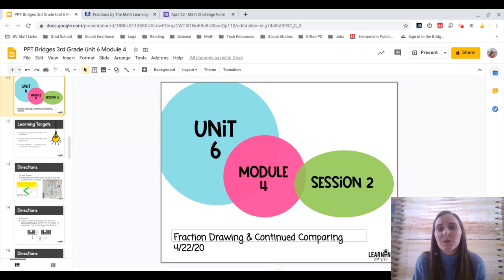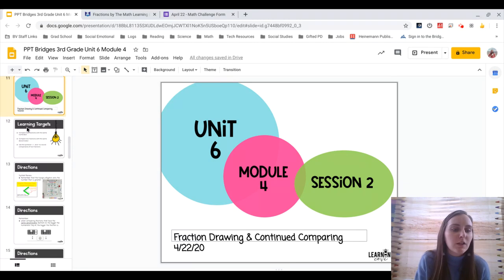This video is going to be super quick. It's just going to review more of the fraction comparing that we practiced last time. And I'm going to show you a cool new tool on the Bridges website to be able to draw your own fractions and compare them.